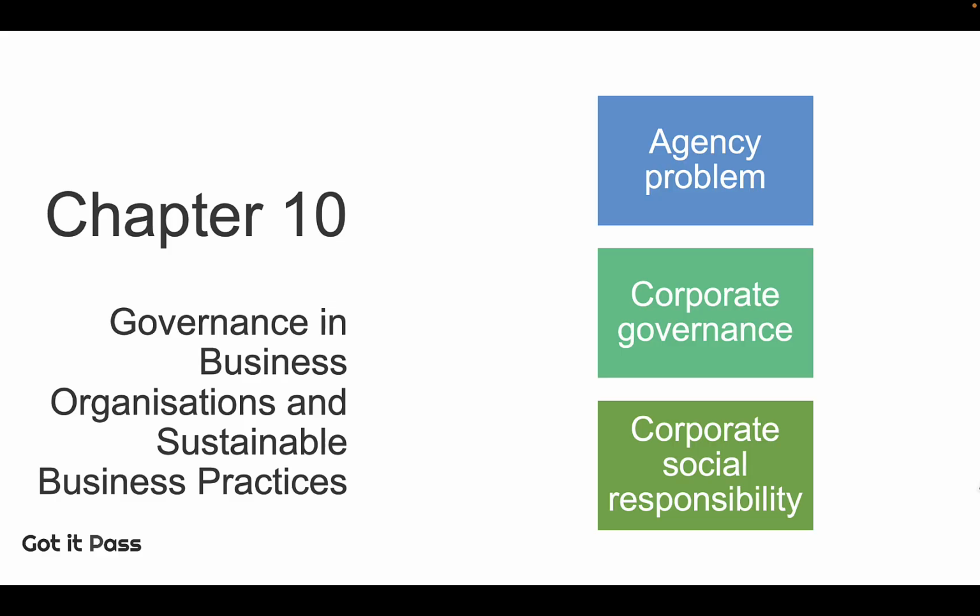But the core of this chapter is about corporate governance, and we will first introduce the agency problem, which is highly related with corporate governance, and then we will conclude this chapter on corporate social responsibility. So let's start to discuss the agency problem.